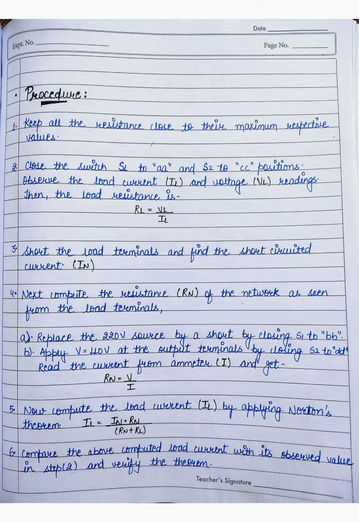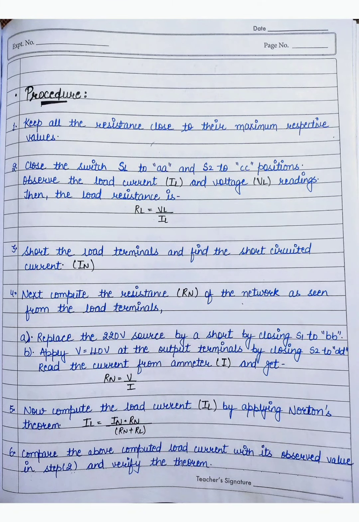Fourth point, next compute the resistance Rn of the network as seen from the load terminals. Replace the 220 V source by a short by closing S1 to B. Apply V equals 110 V at the output terminals by closing S2 to DD. Read the current from the ammeter. We get Rn equals V divided by I.